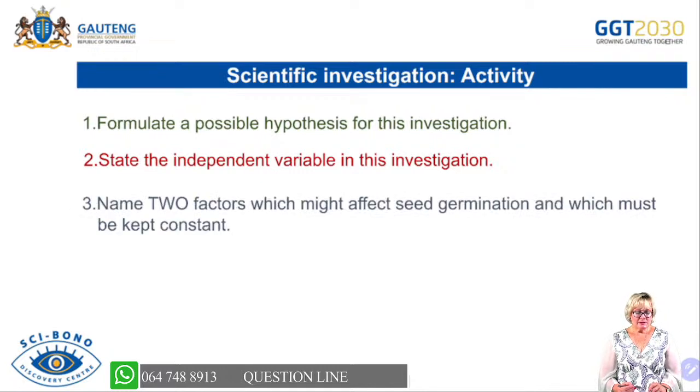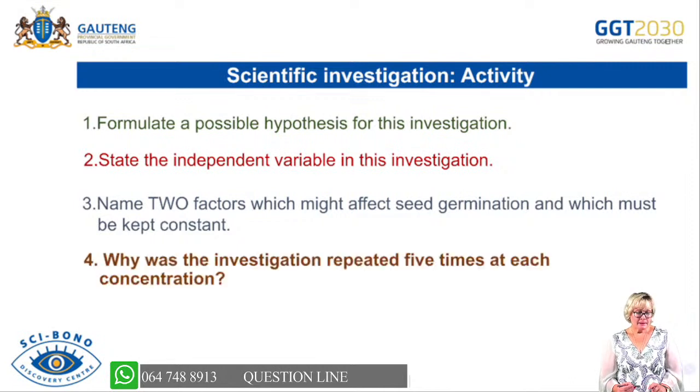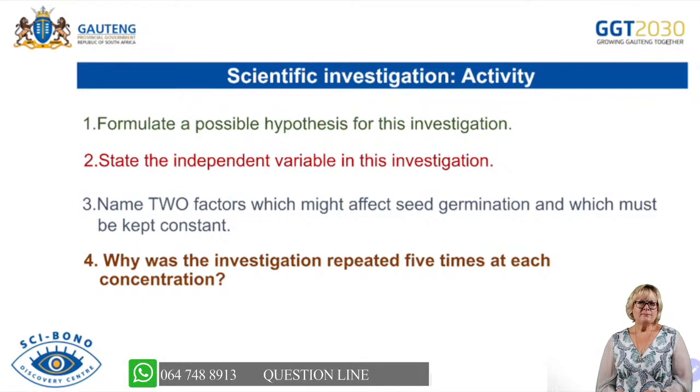Name two factors which might affect seed germination and which must be kept constant. All right. So that is now going to influence your validity. And then why was the investigation repeated 5 times at each concentration? Why didn't they just do it once? But why 5 times? All right. Remember, it's all about results. So I'm thinking here we're looking at reliability.